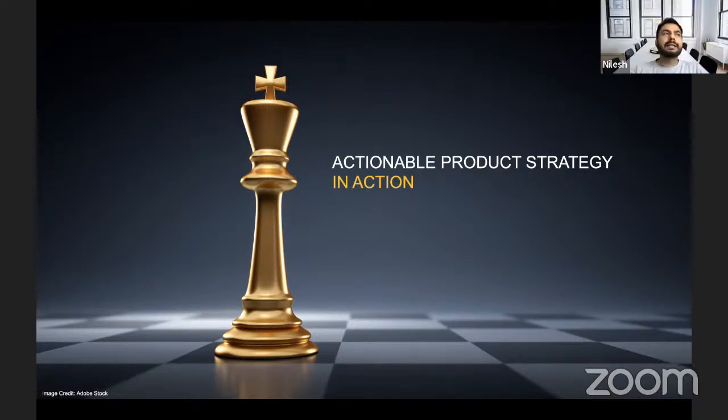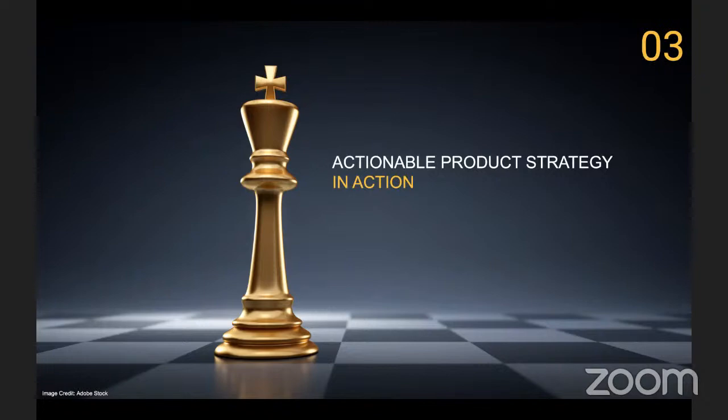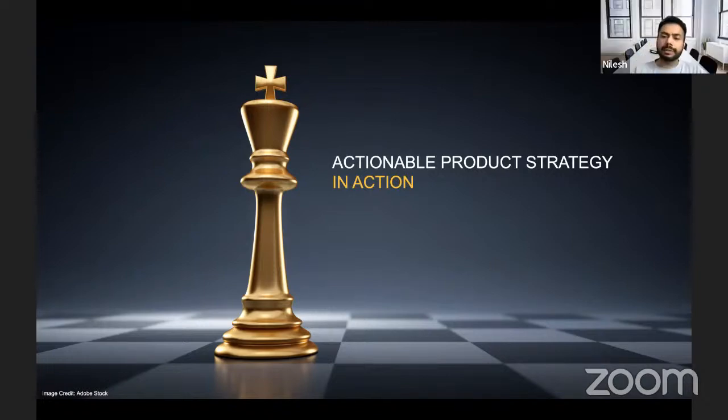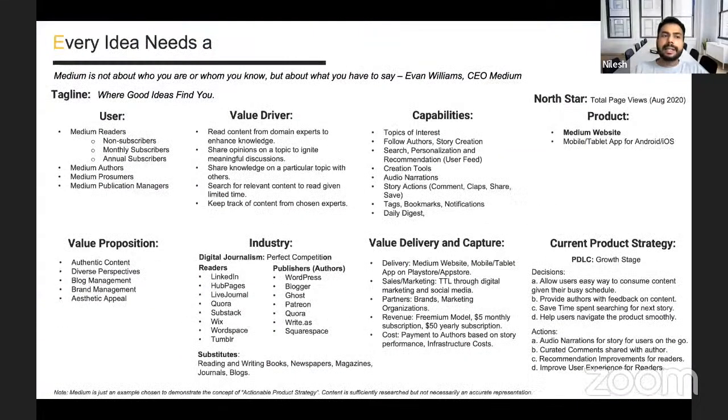So now we'll see a brief example of how product strategies are created across all these frameworks that we discussed. Let's take an example of a website called Medium, which is a blogging website wherein users can create stories and post those stories for readers to read. What you can see here is the product context, which I discussed earlier. Who is your user? What are the value drivers? What are the capabilities? What is the product value proposition, industry, delivery and capture, and what is the current product strategy?